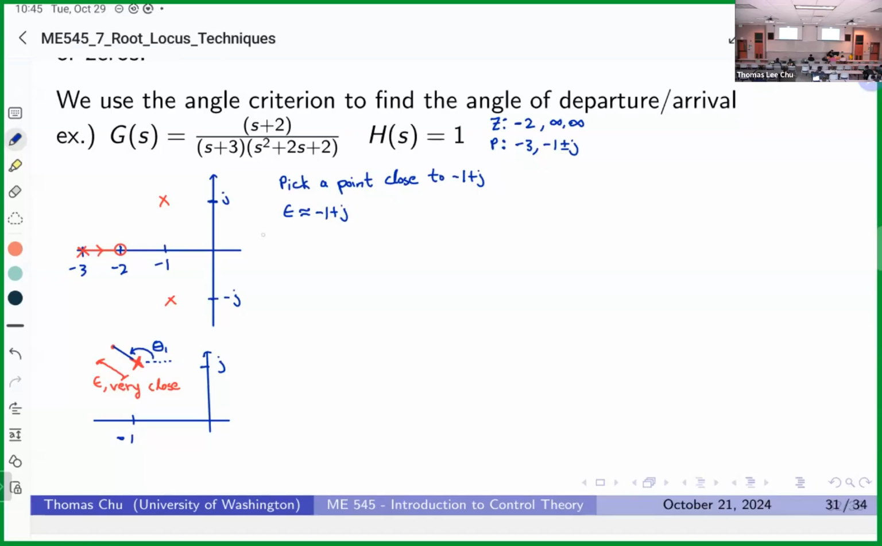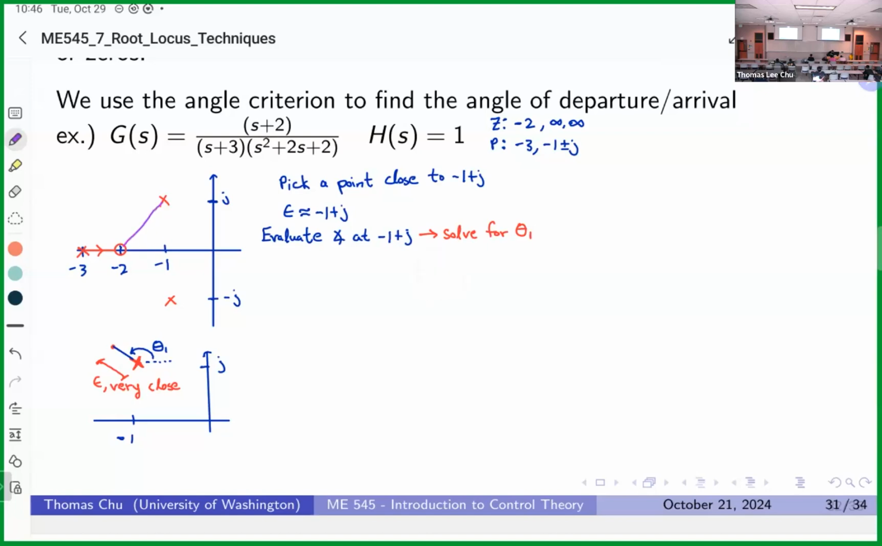So then we evaluate. Since they're the same point, we know the root locus exists on the open loop pole. So we evaluate the angle at -1 plus j. And we solve, and then using that, we solve for theta 1. So that's what we're doing.